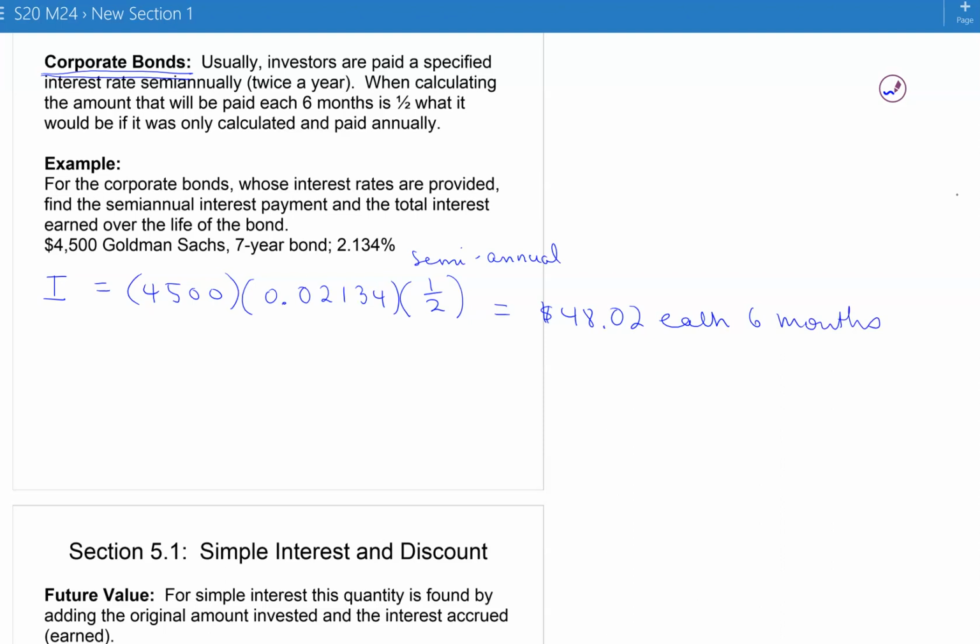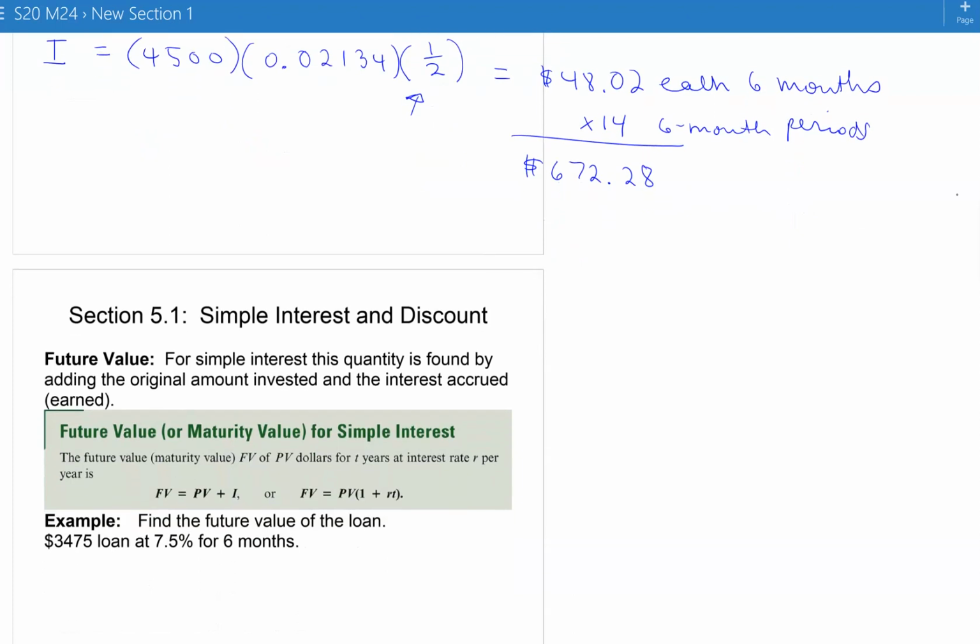The answer in the back of your book rounded here and then multiplied this by 14 6-month periods to get their answer of 672.28. It turns out a few pennies off if you instead come back to the interest formula and put a 7 in for 7 years. I'll go by how you calculated it, just make it clear how you calculated it.